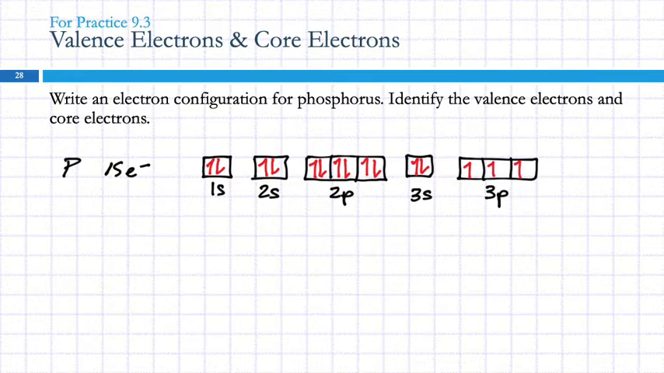So once we have that, it's very easy to write the electron configuration. The 1s has 2 electrons. The 2s room, sublevel, has 2 electrons. 2p has 6 electrons. 3s has 2 electrons. And 3p has 3 electrons.